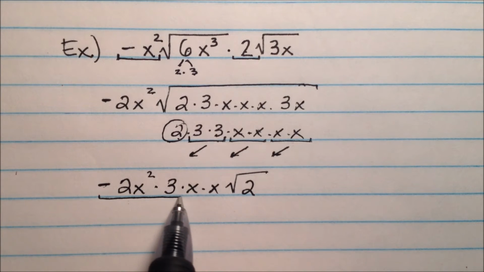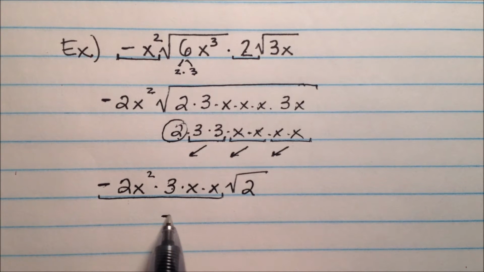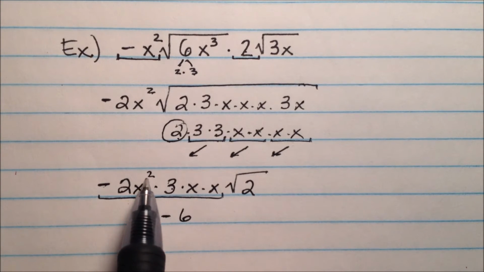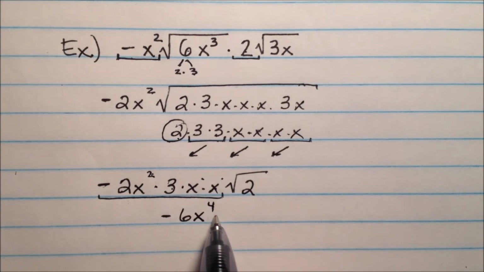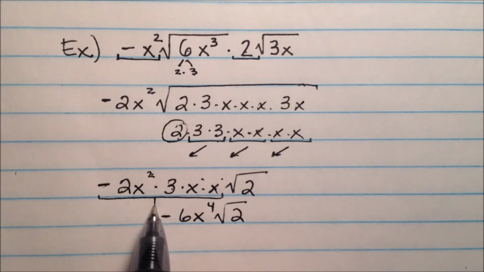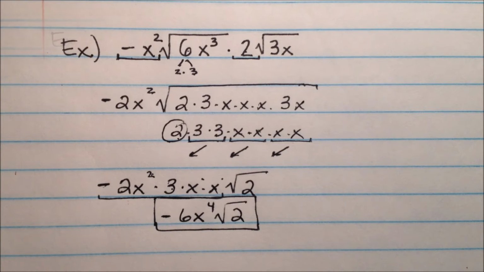Okay, so when we multiply all this stuff together on the outside, we have negative 2 times 3 is negative 6. X squared times x, it makes 2, 3, 4 x's, and on the inside is just this square root of 2 here. So our answer to this one is negative 6x to the fourth times the square root of 2.